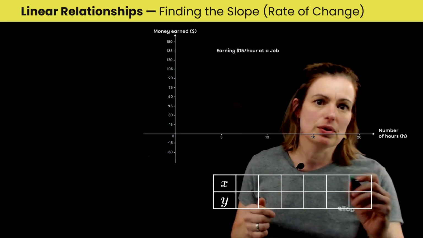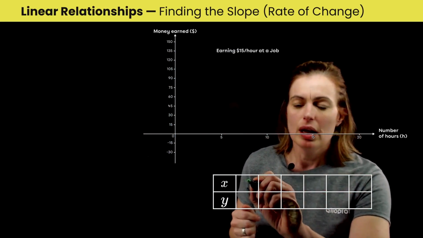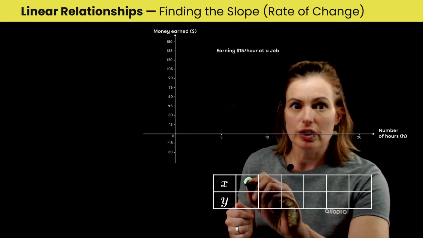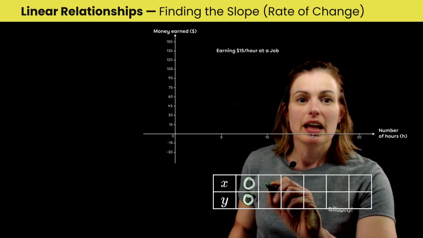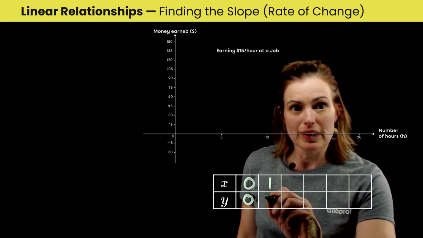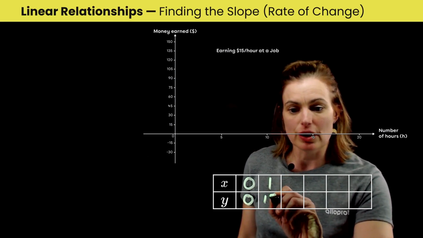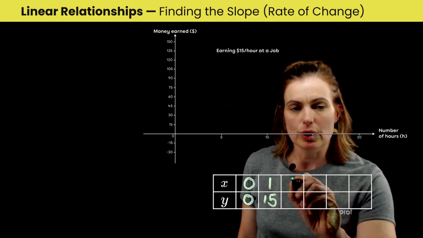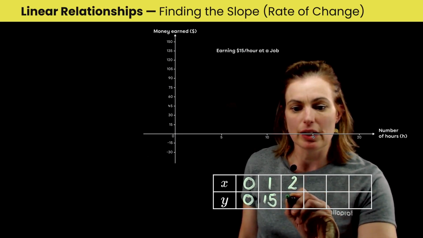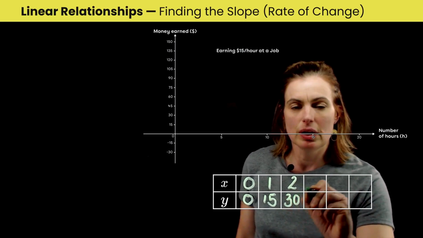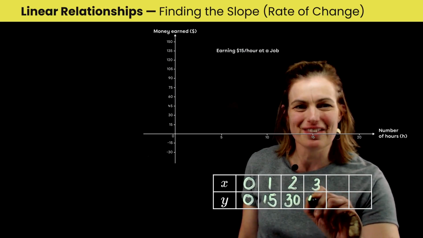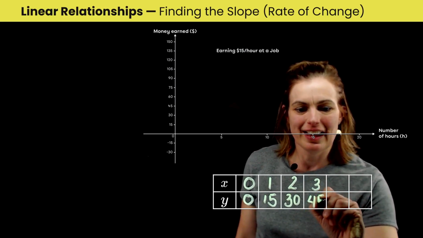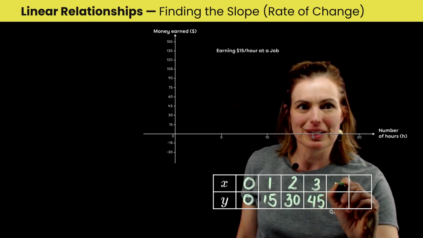If we think about a person actually working this job, that means that if they work 0 hours, they are making 0 cash. If they work 1 hour, then we already know they're going to be making $15. If they work 2 hours, they're going to be making $30. If they work 3 hours, they're going to be making $45. And this pattern is going to continue.